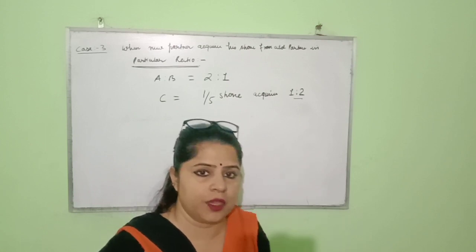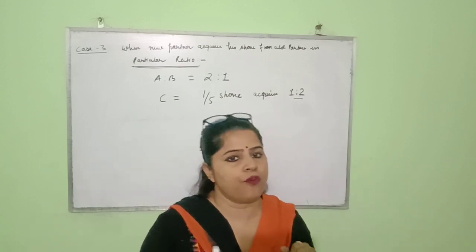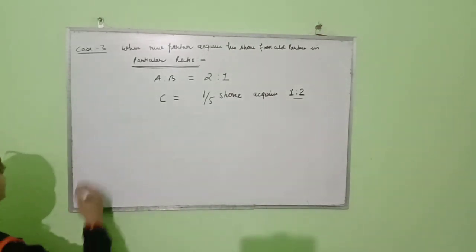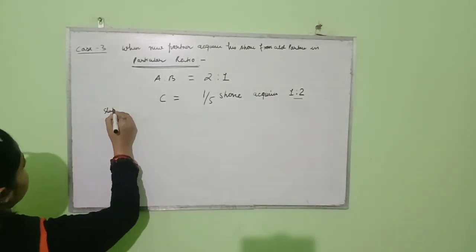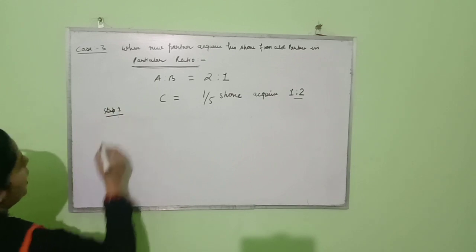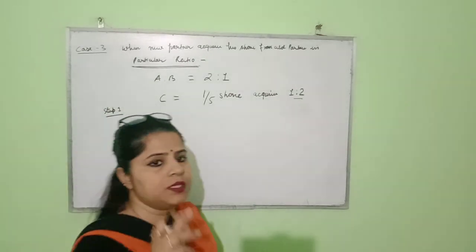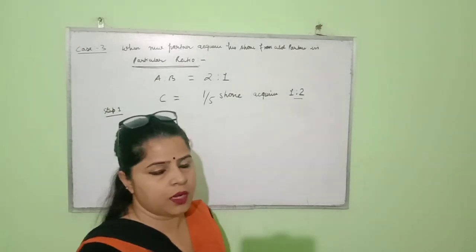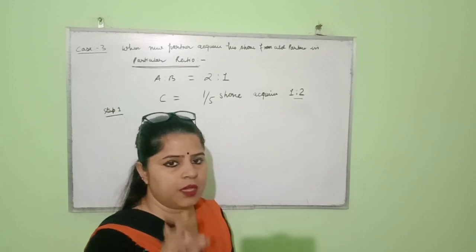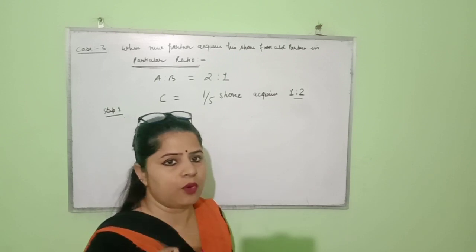So, as in the previous case, I explained how to follow the steps for the calculation of new profit sharing ratio. The same steps are to be followed here also. So let us take step number 1. In step number 1, we have to calculate what each partner sacrifices for the new partner. So who is sacrificing first? First is A, and then we'll calculate for B.